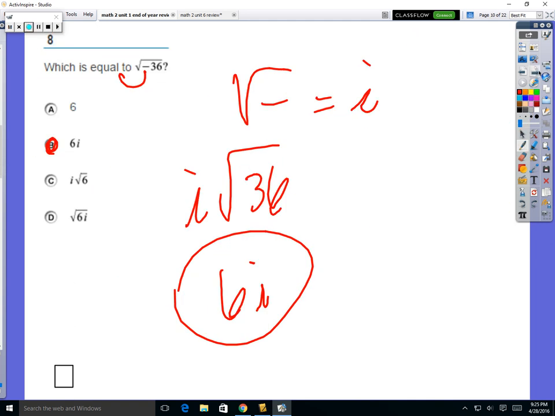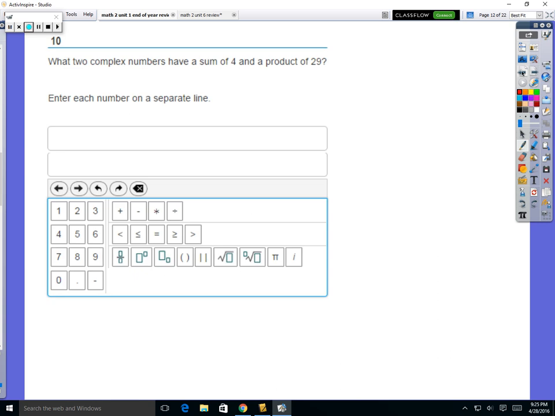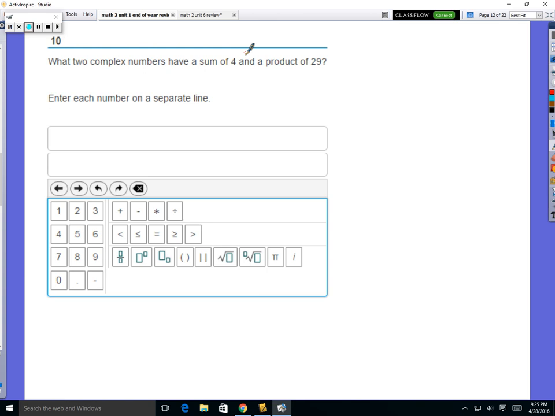Okay. Very good. Now, 10's not ever going to be on a sage. It's pretty tough, but the idea of it is kind of cool. Whoa. Oh, man.